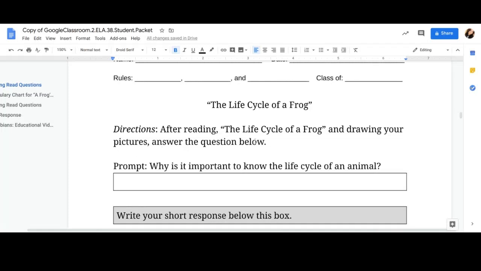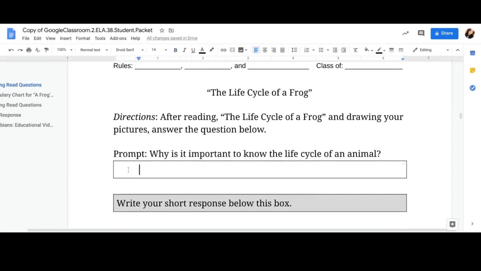And then answer the question below. Prompt: why is it important to know the life cycle of an animal? So for this one right here, this is annotating the prompt. We're unpacking it. Why do you think it's important? So you need to give some reasons.